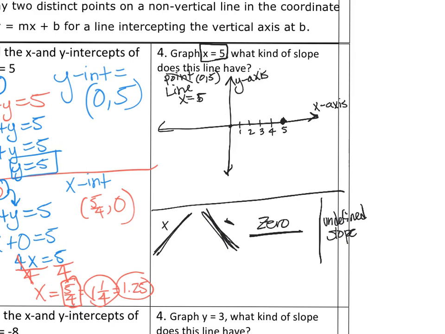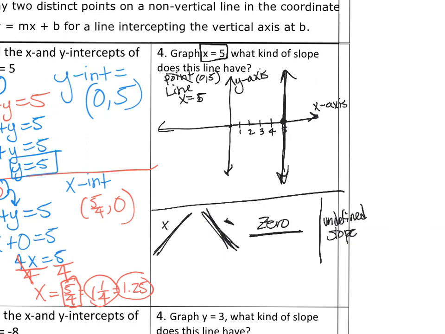and I draw the intersecting line. Now when I graph it, I have to draw the line perpendicular to the x-axis. If you remember geometry, a perpendicular line is a line that makes two 90-degree angles. So this is a perpendicular line to it. That would be x is equal to 5.